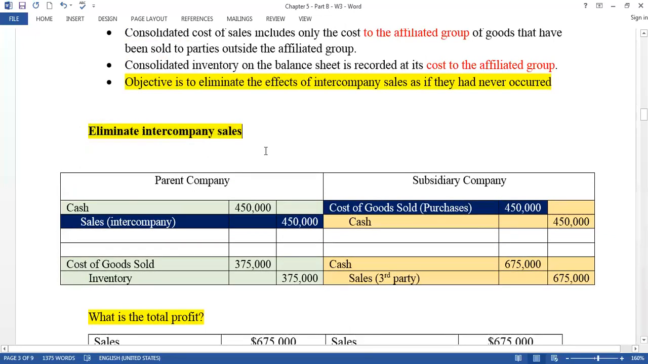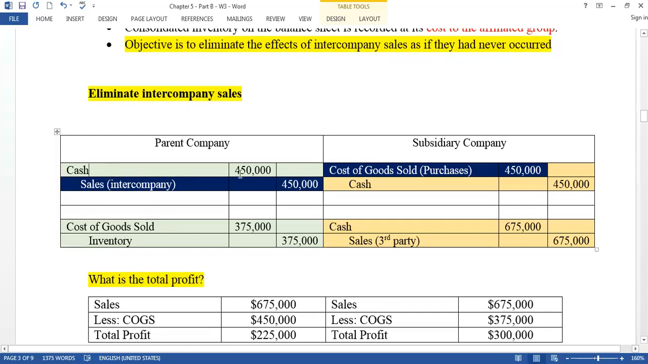But we know that according to the consolidated financial statement, if there is any intercompany transaction, we have to eliminate them. So in this journal entry, which one is related with intercompany? Look at it, cash debit, cash credit. It is already zero, right? So which other items are related with intercompany? These items: intercompany sales, and intercompany cost of goods sold, right? So these two accounts we have to eliminate.